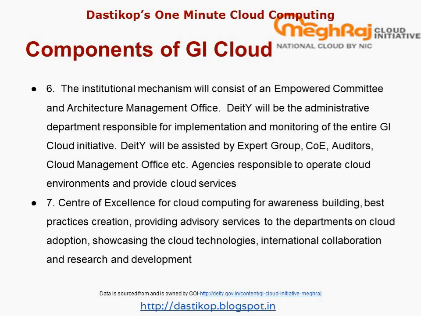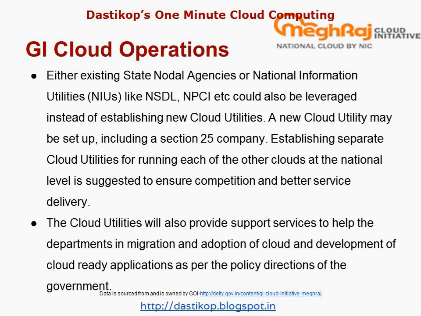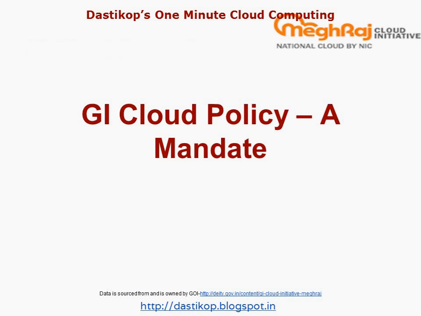The institutional mechanism will consist of empowered committees. That means how to use cloud computing in state government, or how to use it in the income tax department, is decided by these committees. And the operations will be taken care of by the respective governments, of both the state clouds and the national cloud. GI cloud operations will include something like national information utilities, for example NSDL, which is the one that actually gives you demat accounts. The cloud utilities will also provide support services to help departments in migration and adoption. So suppose some departments have not started IT infrastructure, then they will be starting anew, whereas if they already have a legacy system, then migration is also supported.